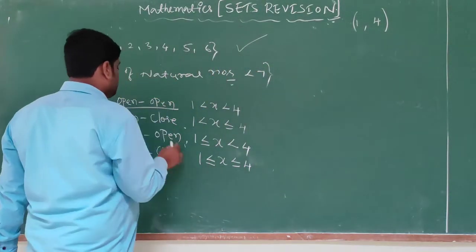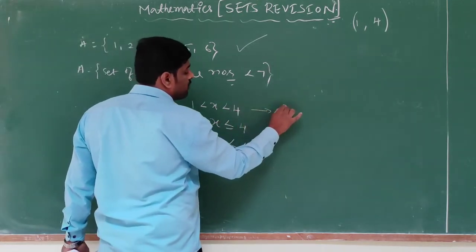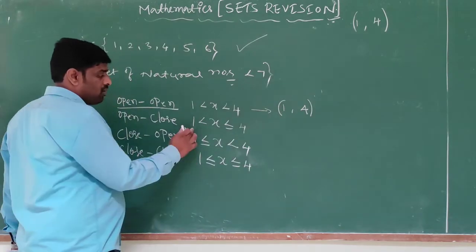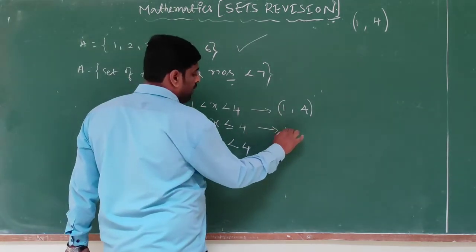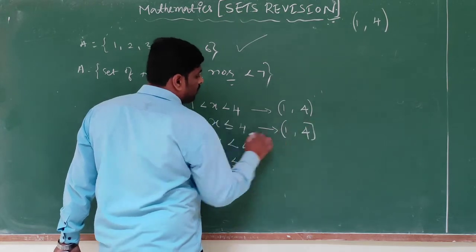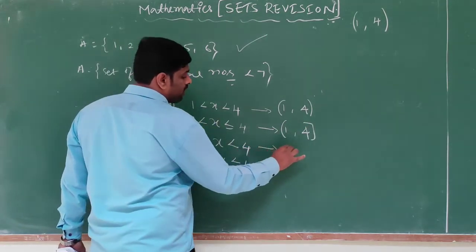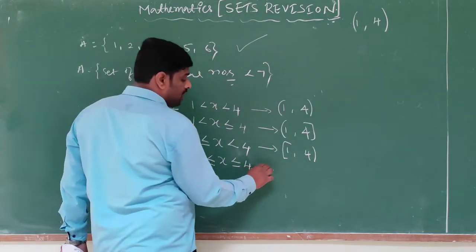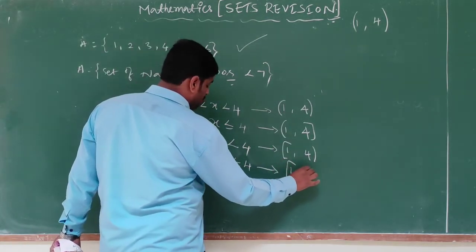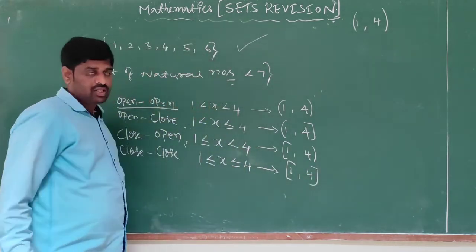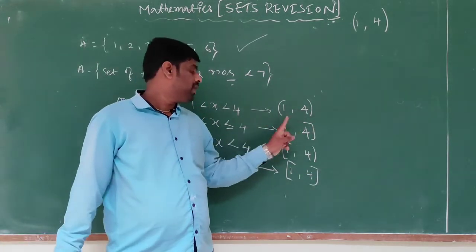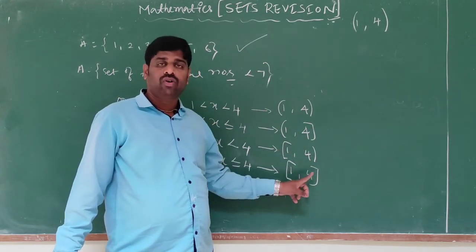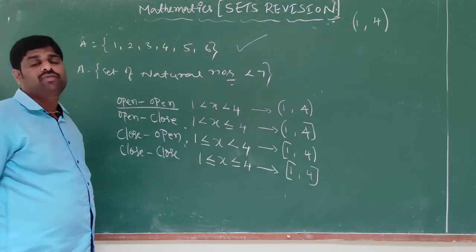Now, here open. So we should write in interval form. 1 is open, 4 is also open. 1 is open, 4 is closed. Here 1 is closed, 4 is open. Next, here 1 is closed, 4 is also closed. See children, open, close, open, close. There are 4 possibilities of intervals.